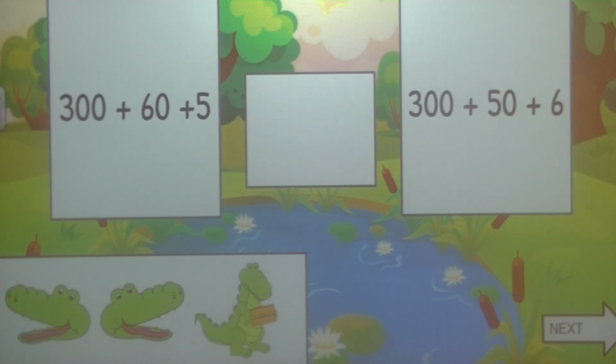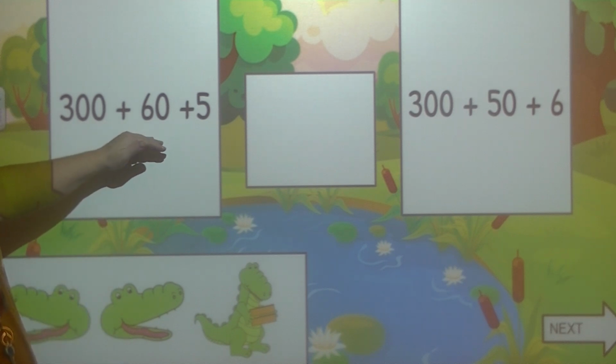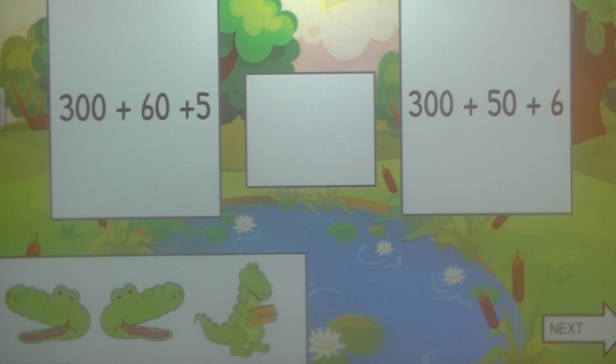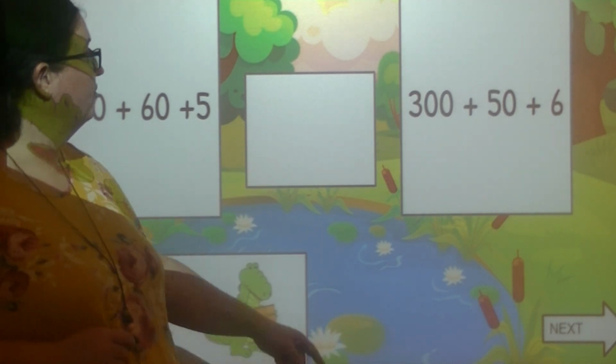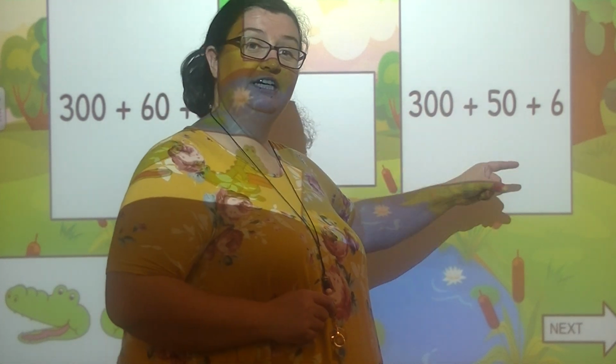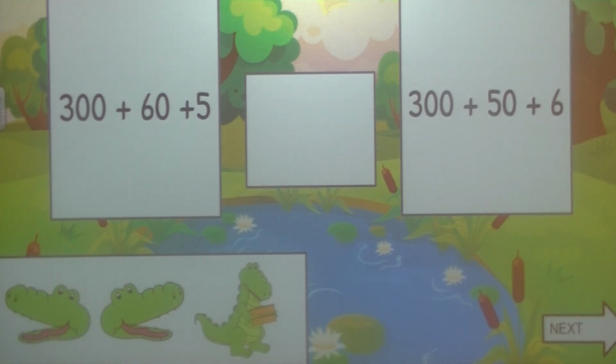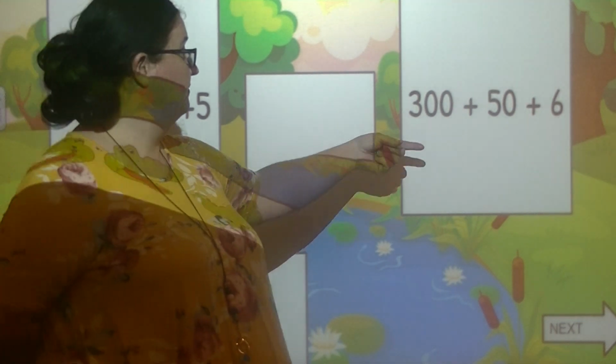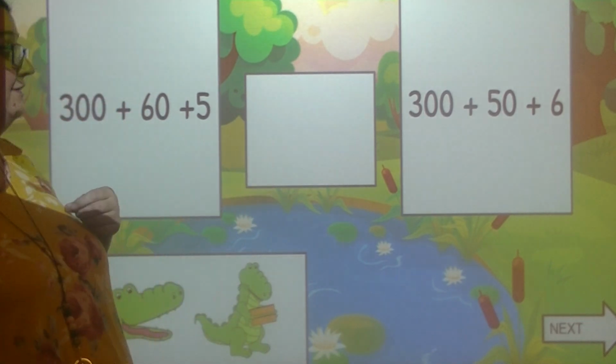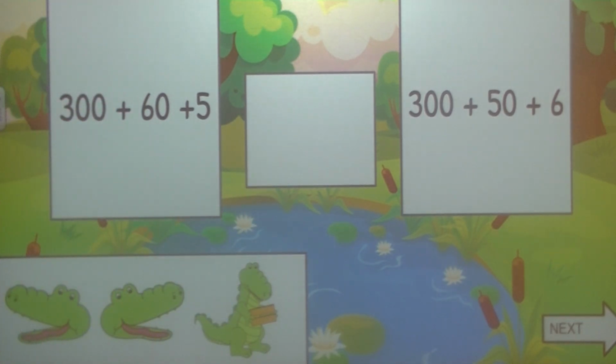All right, let's look at this one. 300 plus 60 plus 5 is what then? 300 plus 50 plus 6. We can look at this one because it's already broken up into the values. All right, let's look for your hundreds place. We have 300 and 300. Are they the same or different? So far the same. So let's go to the tens place.